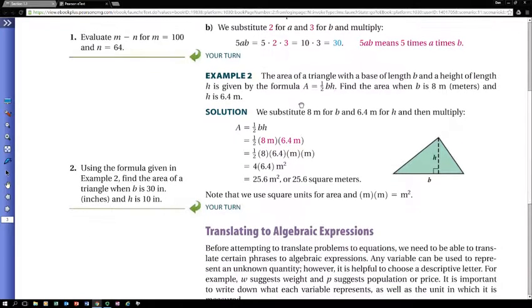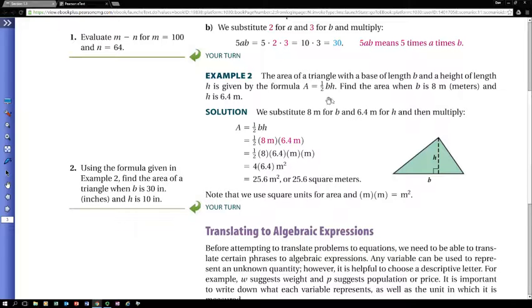This next example is the area of a triangle with a base length b and a height length of h, given by this formula. So the area of a triangle, A, this capital A, equals 1/2 times the base times the height. And to find the area, they give us values to substitute in for those variables, and then we evaluate.